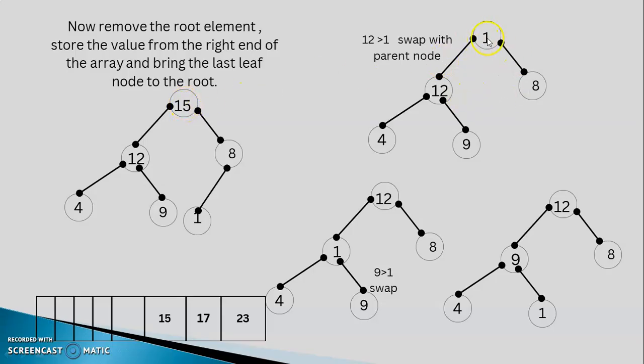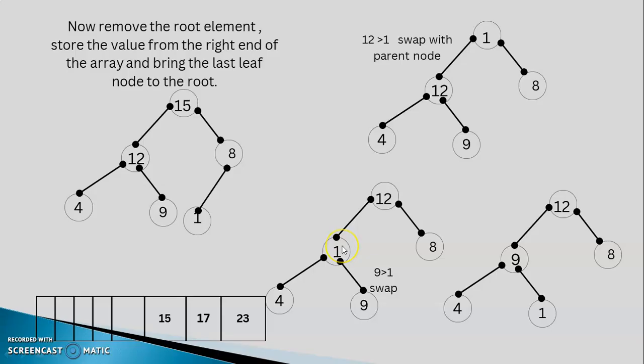When you place 1 here, then you compare with its children. 8 and 12. 12 is greater than 8. Again, you compare 12 and its parent node. 12 is greater than 1. Certainly, we have to make a swap. So what will happen? This 1 will come to this place. 12 will go to the root node. So that is what is done here.